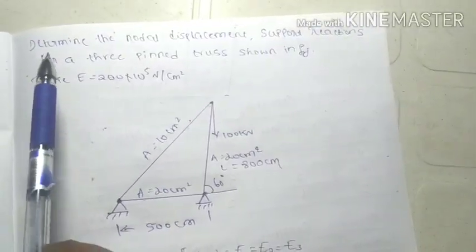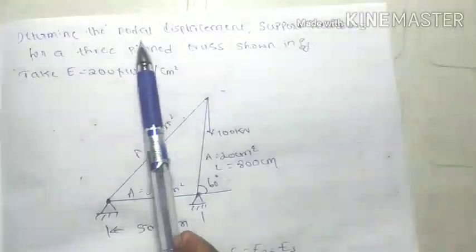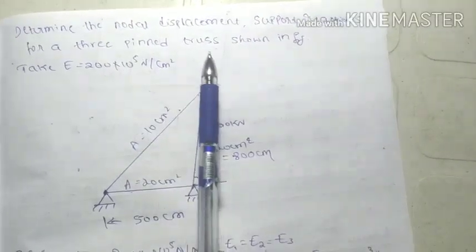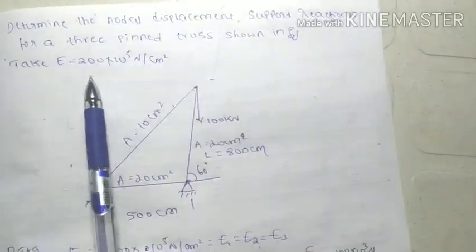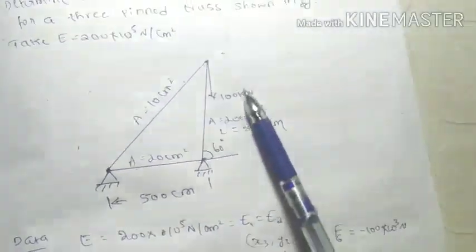Welcome to all. Now we are moving to the last problem on this topic. Determine the nodal displacement and support reactions for a 3-pinned truss as shown in the figure. Take E, Young's modulus, as 200 into 10 raised to 5 Newton per centimeter square. So this is the structure they have given.